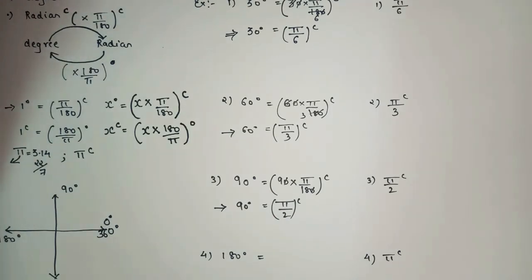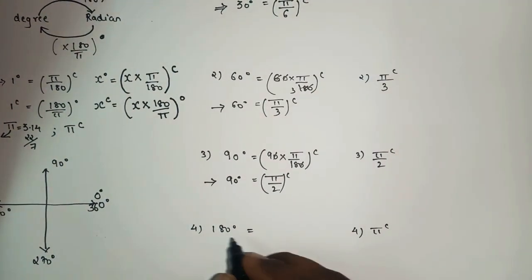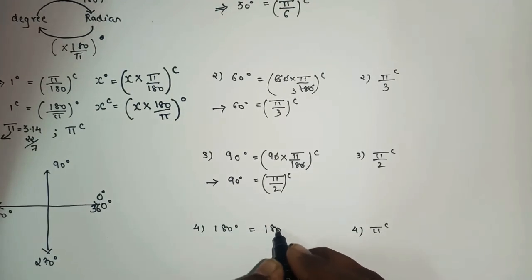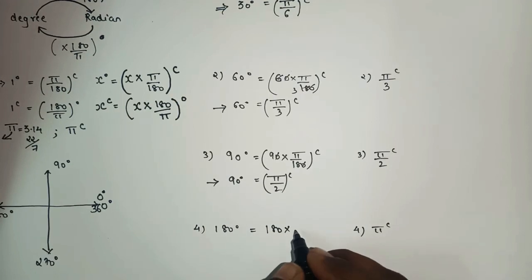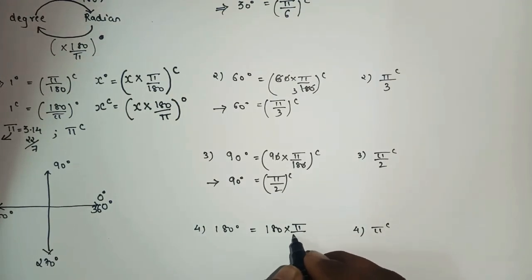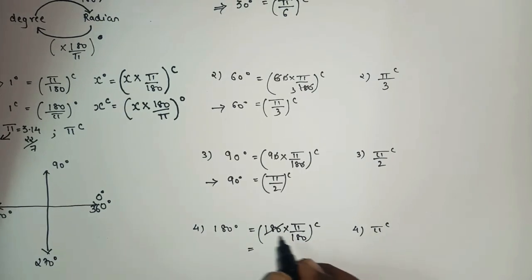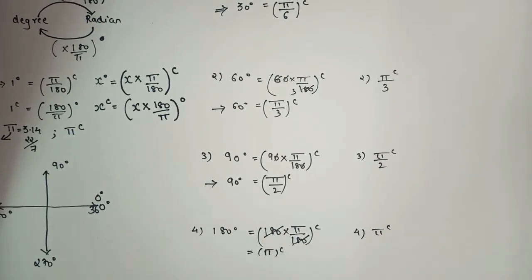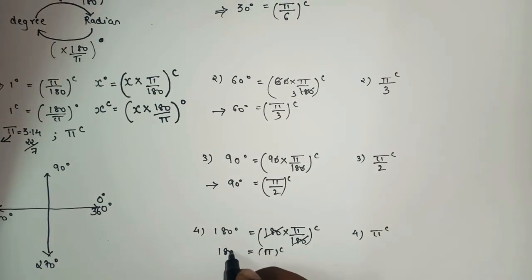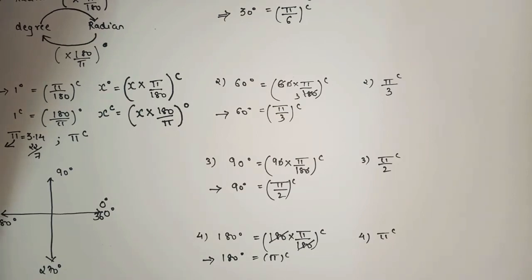I hope you all understood how to convert degree into radian. So let's take one more example. 180 we can write as what? If you want to convert a degree into radian, simply multiply the number by pi by 180. So this 180 will get cancelled, so you will be left with what, pi c, yes or no? So here we can read this 180 as what, pi c.